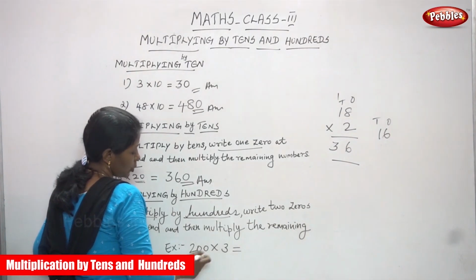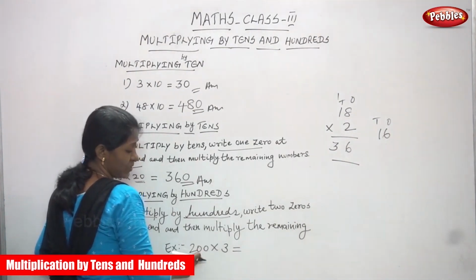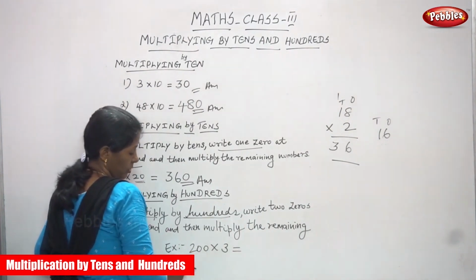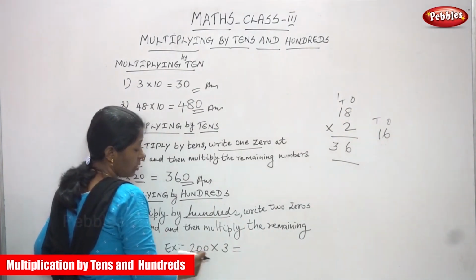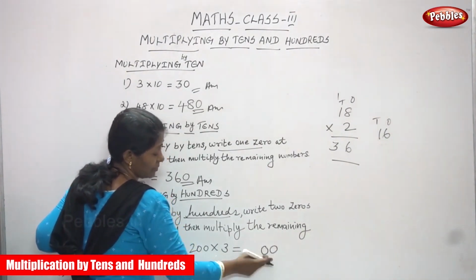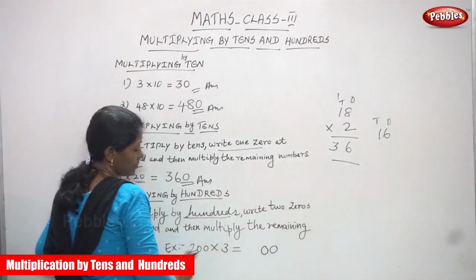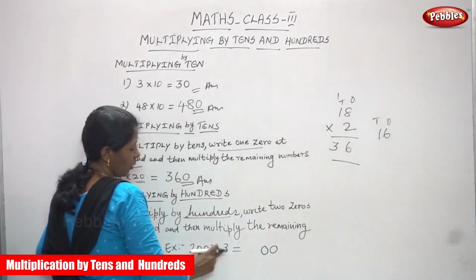So first you have to see how many zeros here. Only 2 zeros, because 100 has 2 zeros. So first you write the zeros. Then, with the 2 zeros written at the end of the place, the remaining numbers you just have to multiply, 2 into 3.